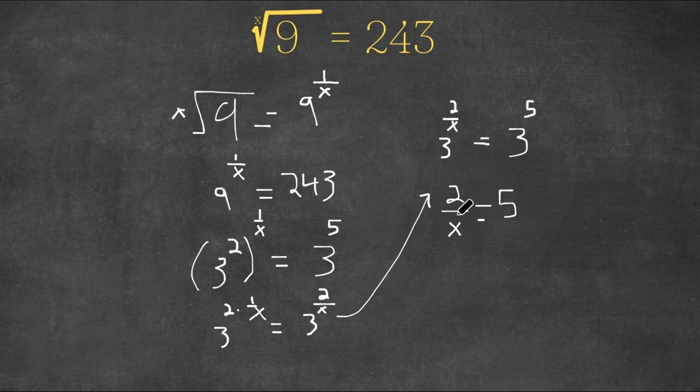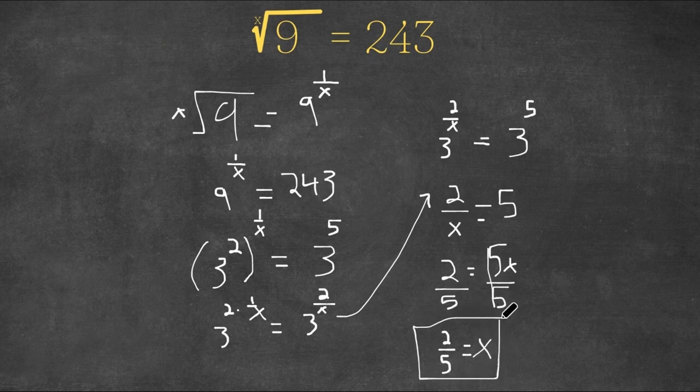So now let's multiply by x on both sides. And once we do that, we get 2 equals 5 times x, which is simply 5x. And then now we want to isolate x, so we're going to divide by 5 on both sides. So now we get 2 over 5 equals, these two cancel out, simply x. So x is equal to 2 over 5, and that is our answer.